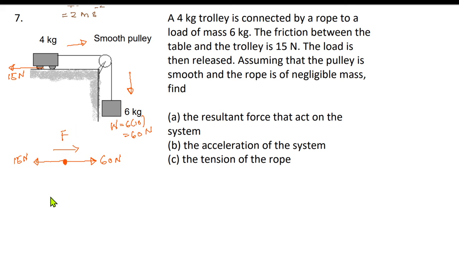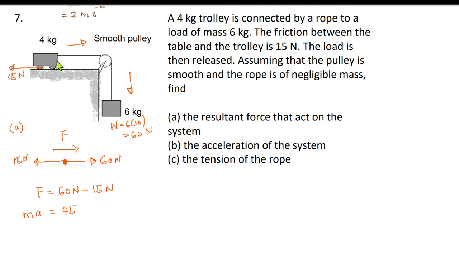So what is my F equal to? F equals 60 Newton minus 15 Newton, so that will give you 45 Newton. But what is F equal to? F equals MA. So we are answering question number 7A. Now, this mass refers to which one? We are talking about the entire system, correct?